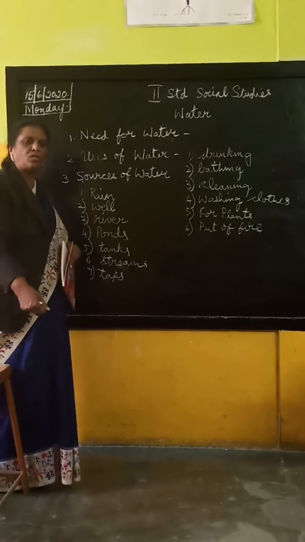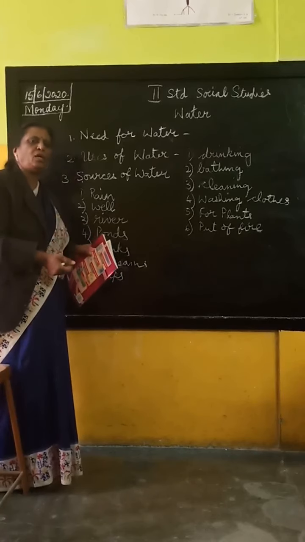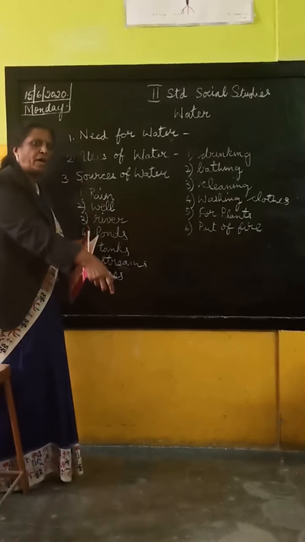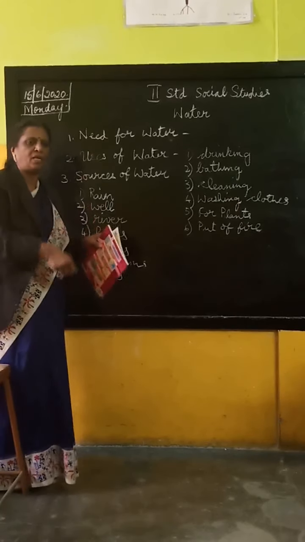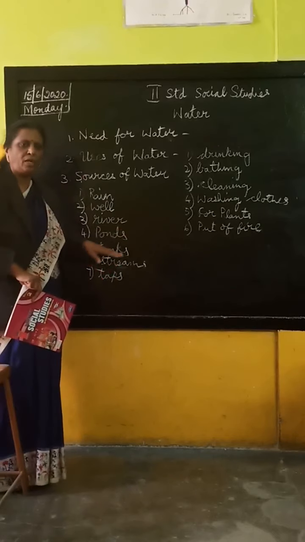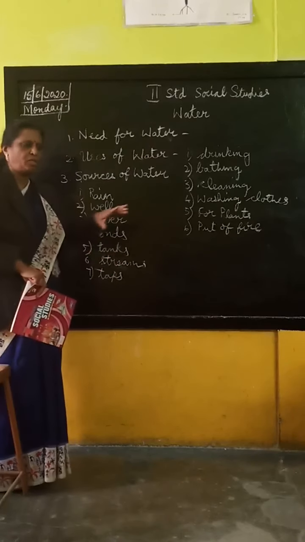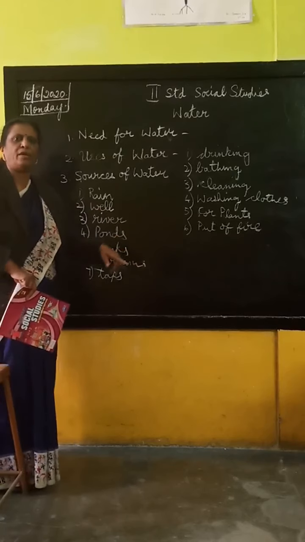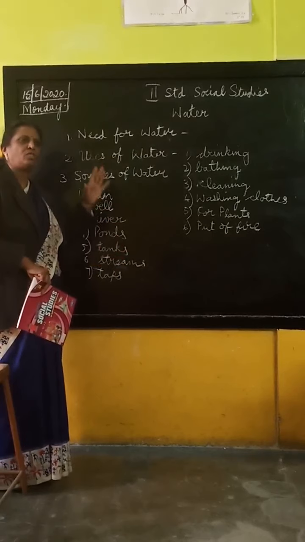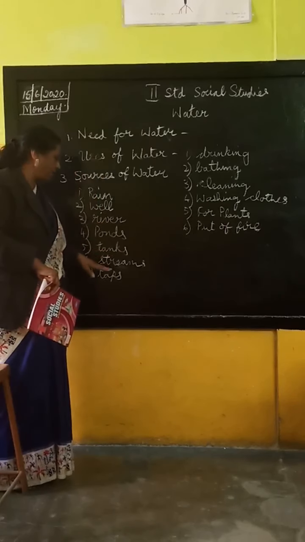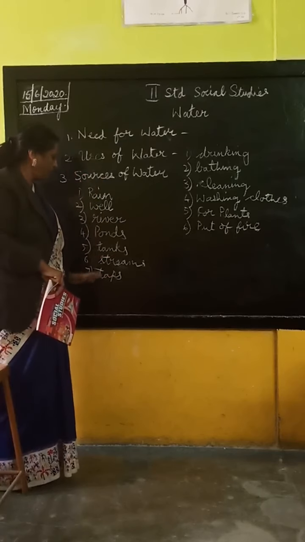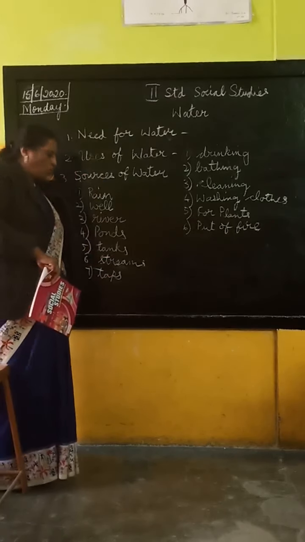Water under the ground. To take water, we need a pump, or we put a vessel and draw out water. Then you have rivers, which are flowing, to get water. Ponds. A pond is a storage place where water is. Then tanks. We store water in the tanks. Then streams and then taps. So these are the various sources of water.